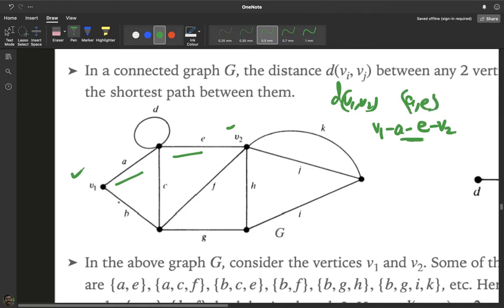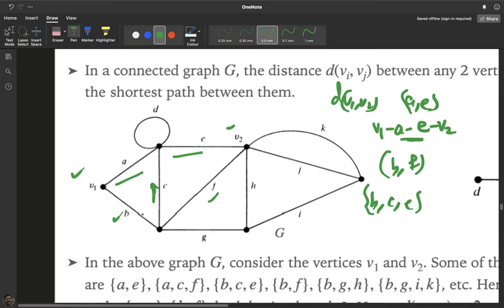Another path between v1 and v2 is I can use this edge B, and go through F to reach v2. So another path is B comma F. I'm just writing only the edges here. And another path is B, C: I can go through B, then C, and then E. So edges B, C, E is another path between them. Okay, and we can find more paths.